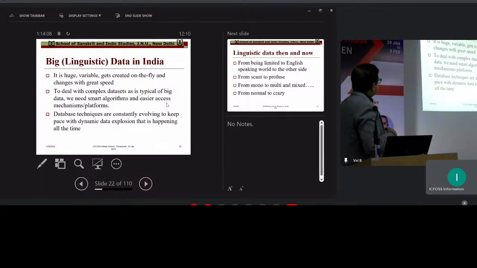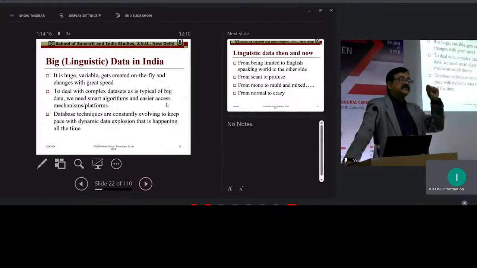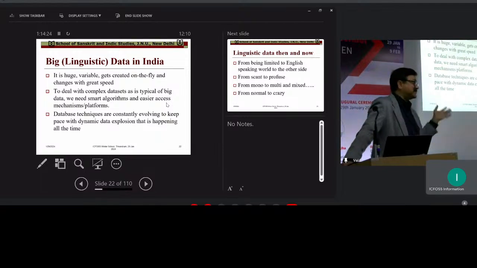Massive. And to deal with the complex analysis typical of big data, we need smart algorithms. We must have smart algorithms. We can't go through everything manually, because the data is so huge. Even with 140 crore people, we can't create all this data. So we have to have smart algorithms, tools, etc.